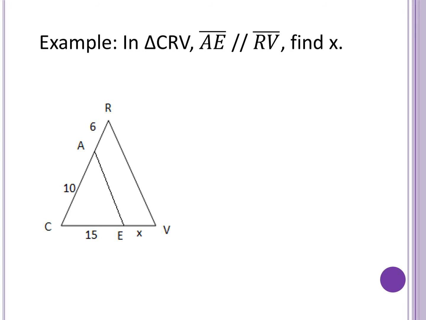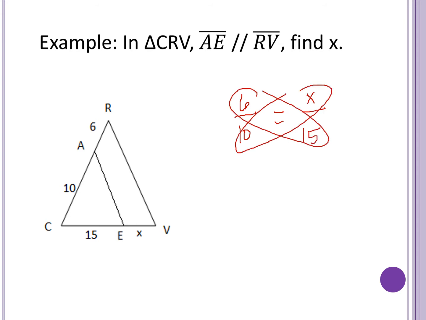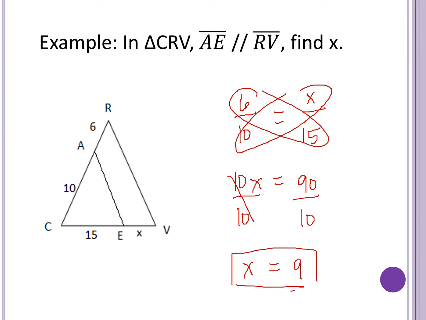In order to find the value of x, we can form a proportion out of the given sides. So we have 6 is to 10 is equal to x is to 15. Cross multiply, we have 10x is equal to 6 times 15 is equal to 90. Divide both sides by 10, therefore, x is equal to 9.